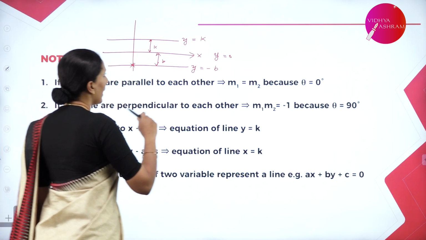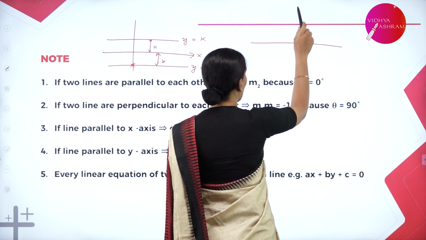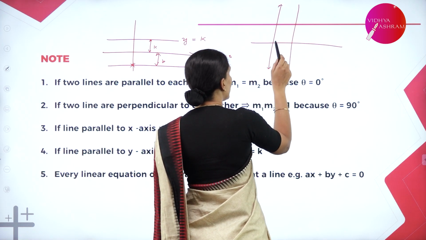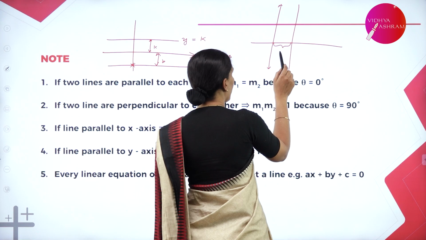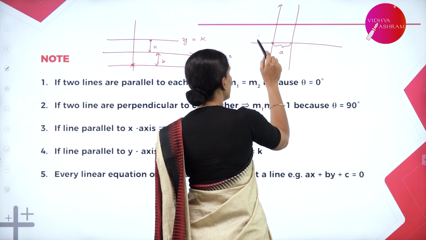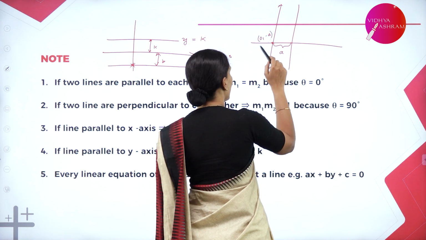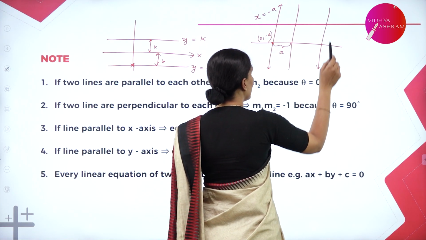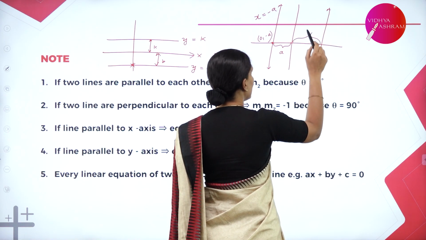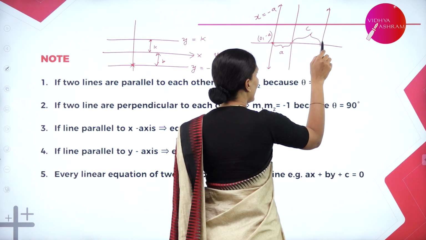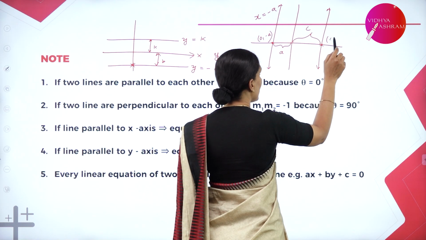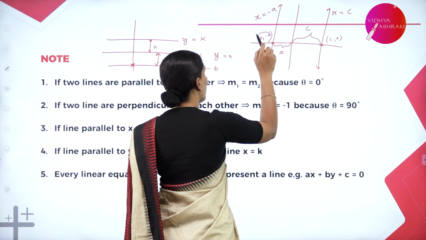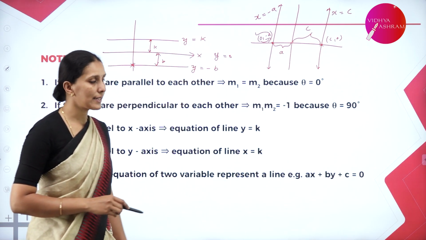And similarly, consider any line which is parallel to the y-axis. Let me consider this one, which is at a distance a. The distance is a, but the coordinate is (-a, 0). In such a case, the equation is x is equal to -a. Suppose it lies here, whose distance is c, then the coordinate here is (c, 0). In such a case, x is equal to c. So here we take the x-coordinate because we are talking about the x-axis.